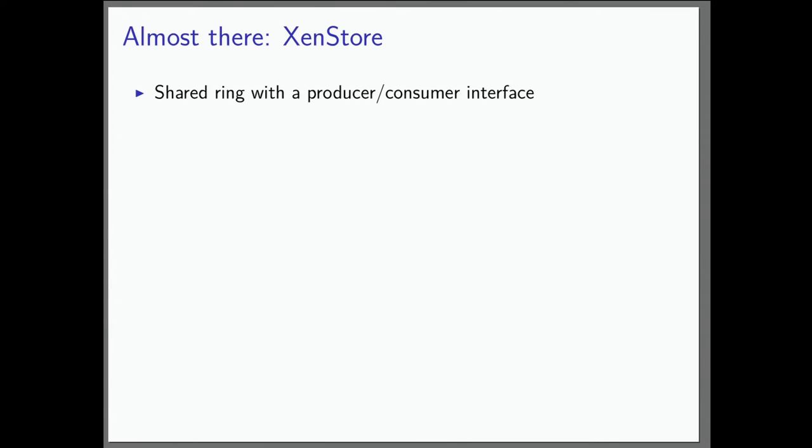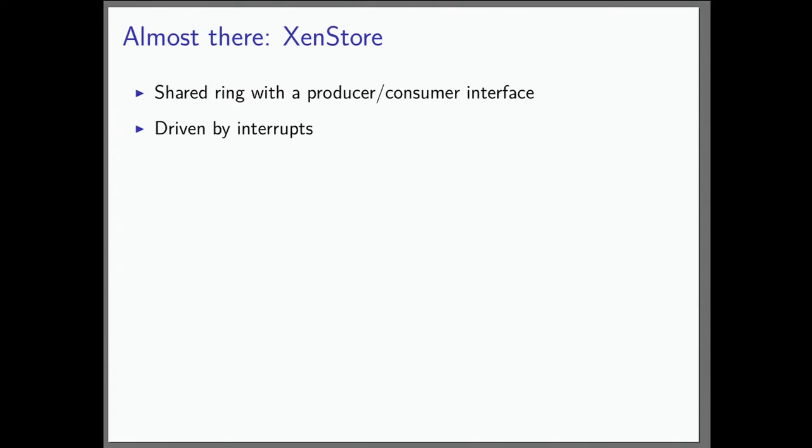So what else is needed for the paravirtualized device driver? Xen store. We need to read the device properties. We need to know which MAC address is assigned to which interface and so on and so forth. Xen store is a shared ring with a producer-consumer interface. We have a 1 kilobyte buffer for reading messages, 1 kilobyte buffer for writing messages, and we have a set of producer-consumer indexes in this shared memory.